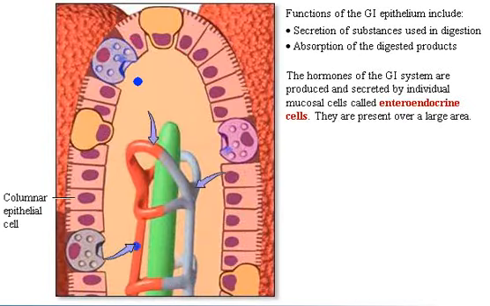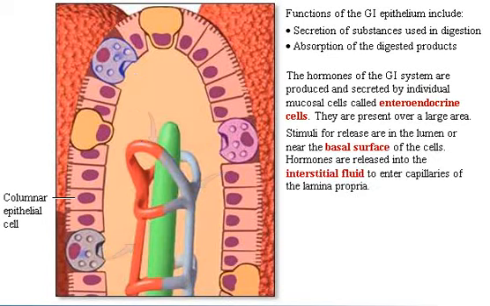The hormones of the GI system are produced and secreted by individual mucosal cells called enteroendocrine cells. They are present over a large area. Stimuli for release are in the lumen or near the basal surface of the cells. Note that hormones are released into the interstitial fluid to enter capillaries of the lamina propria. Hormones are not released into the lumen of the GI tract.